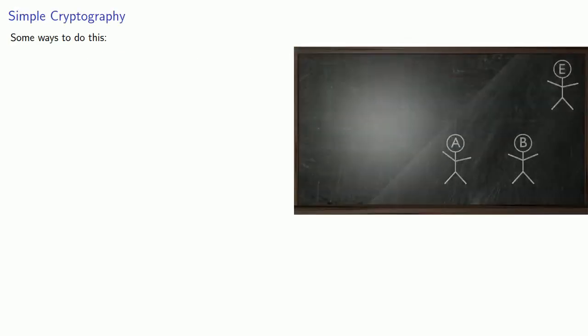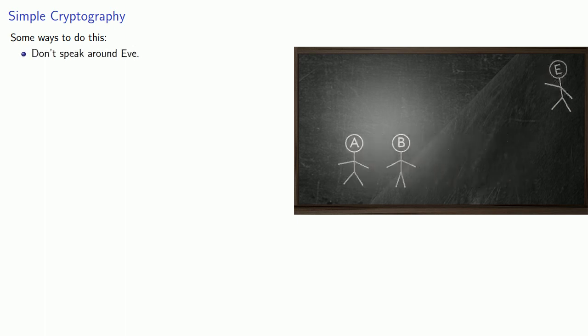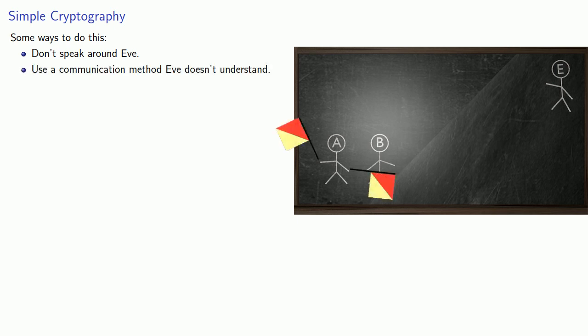And so maybe Alice and Bob need to communicate, but there's somebody else, who we usually call Eve, short for eavesdropper, who's interested in the information that Alice and Bob are communicating. To keep Eve from learning the information, there are some simple methods. So, for example, don't speak around Eve, go someplace else. We could also use a communication method Eve doesn't understand, or we could just speak in a language Eve doesn't understand.